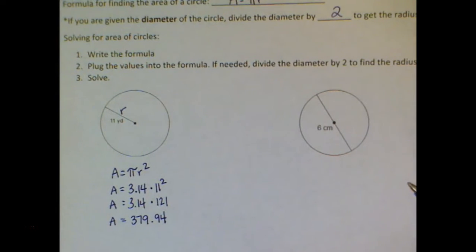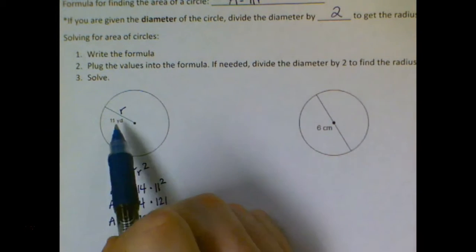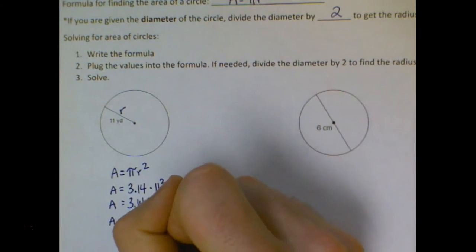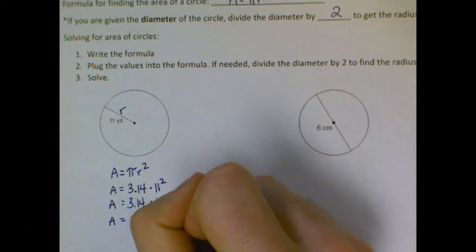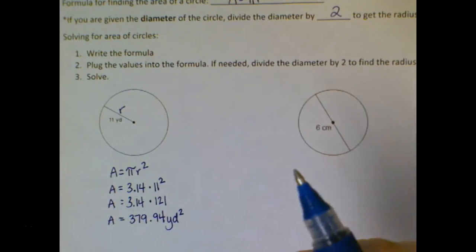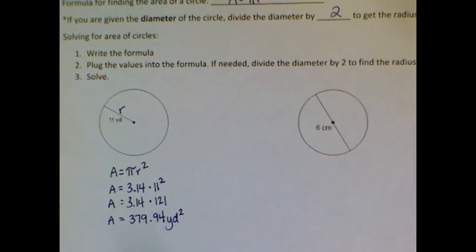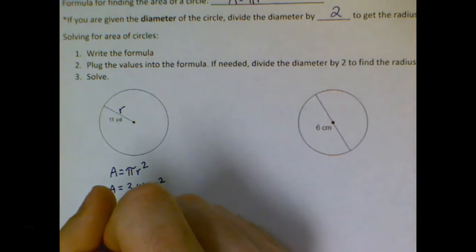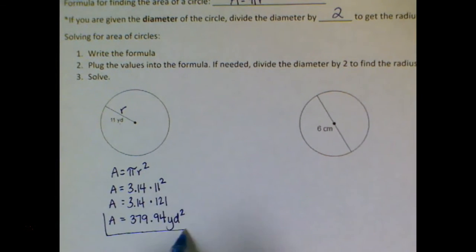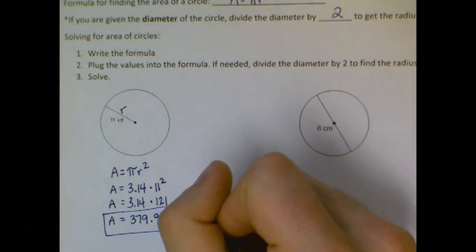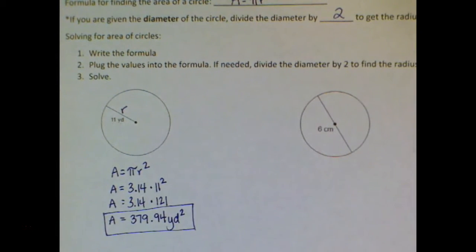And then we just need the unit to complete solving this. And we're dealing with yards. And since it's area, it's yards squared, because area is always the unit squared. So the area of this circle is 379.94 yards squared.